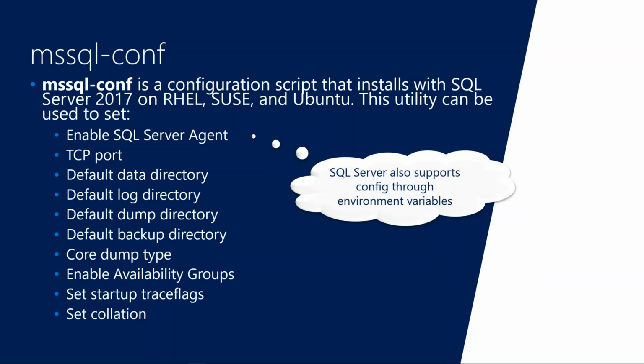So on Linux, in true Linux form, we created a script. mssql-conf is a bash shell script that ships with the product. It is powered behind the scenes by a series of Python scripts, which is why we do have a dependency on installing Python. And so when you want to configure things like I show you down here, like a startup trace flag, for example, you would use this mssql-conf script facility.